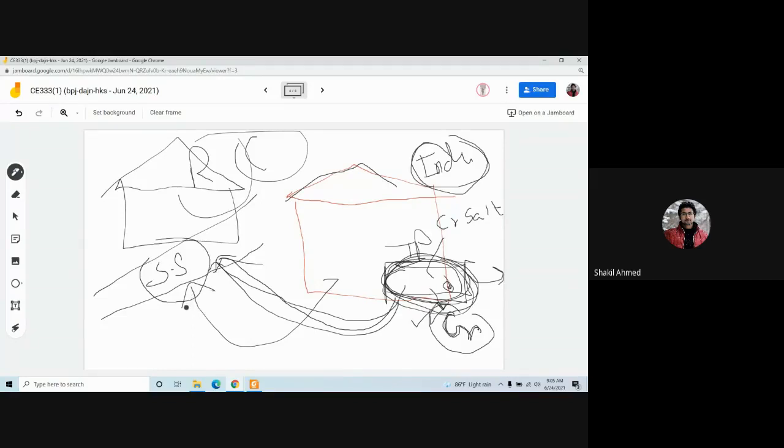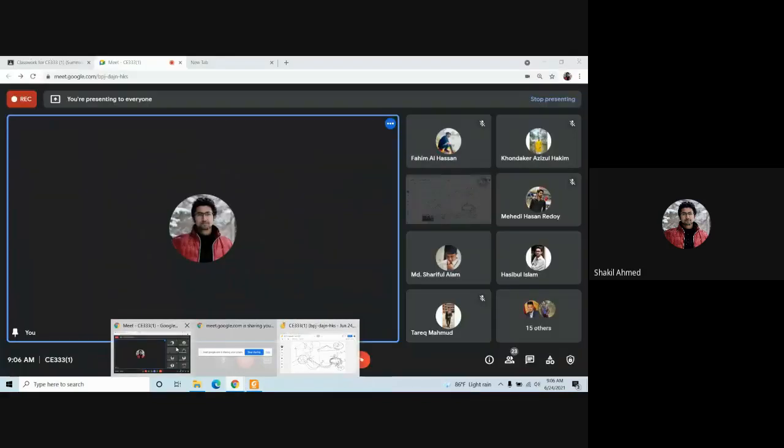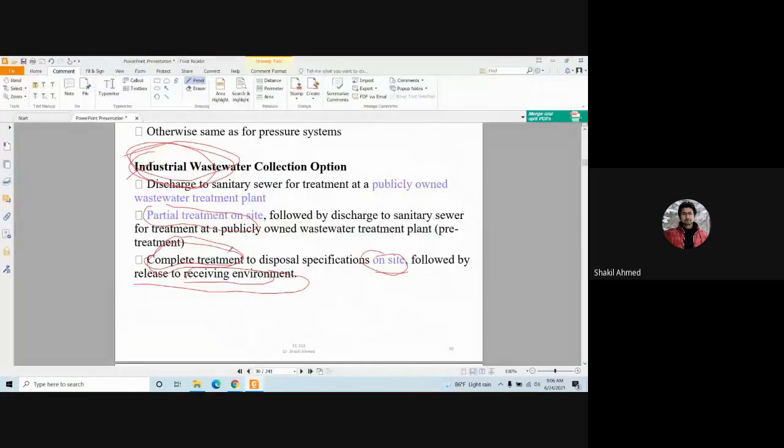Okay, if you see that you can meet the guideline of environmental conservation rule of releasing wastewater from the industry to the residential or sanitary sewer, then you can discharge it without a treatment plant. But if your pollutant concentration is much higher than allowed for release to the sanitary sewer, then you have to use the treatment plant first and then release to the sanitary sewer. Okay, clear?